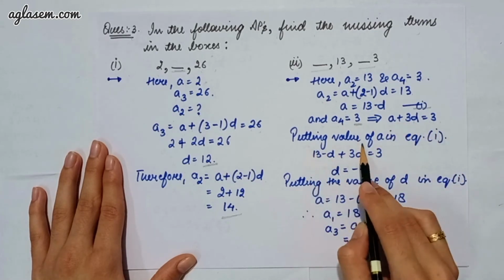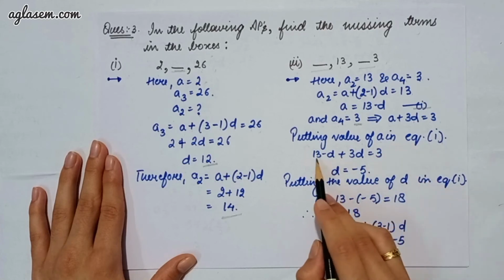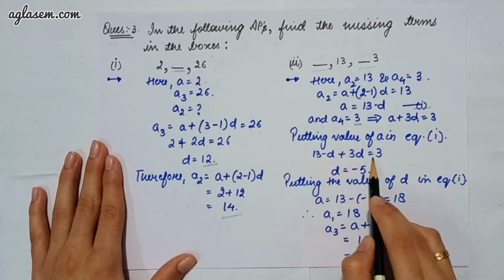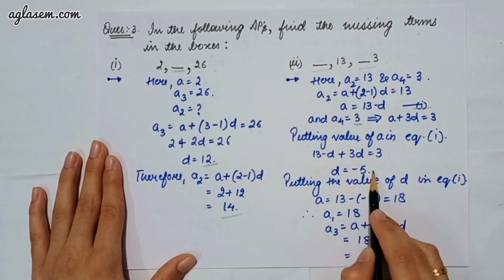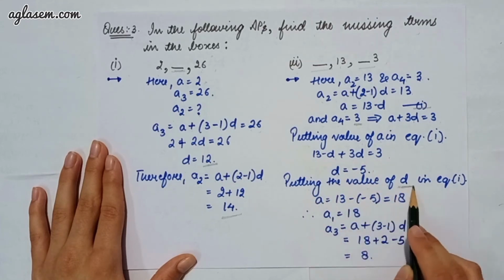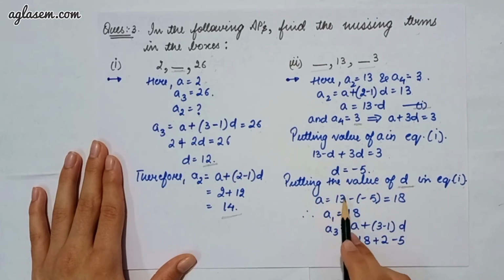Now we have to put the value of A in equation 1. That is 13 minus D plus 3D is equal to 3. So D will be minus 5. So now we have to put the value of D in equation 1. So A is equal to 13 minus into minus 5, which is equal to 18.